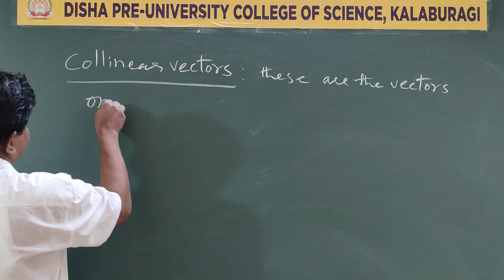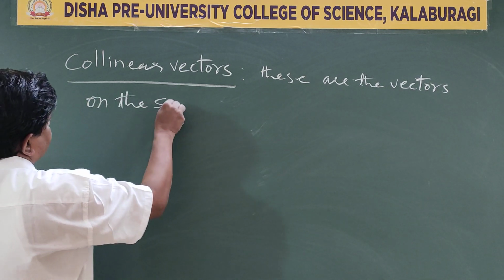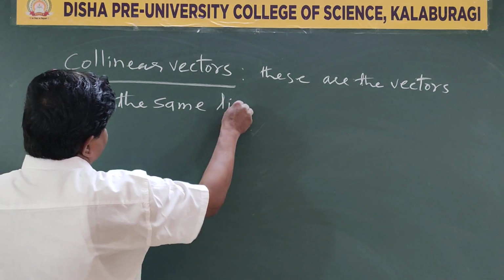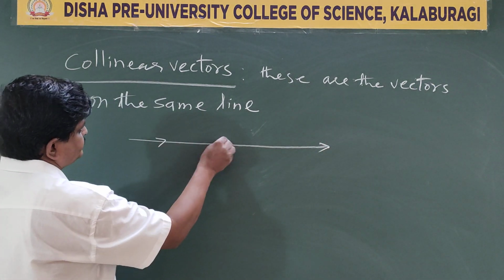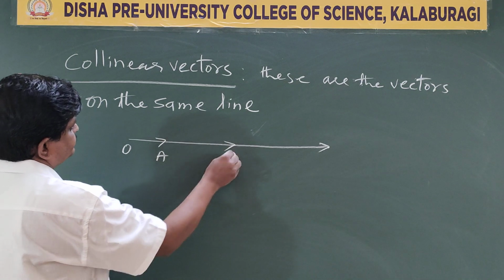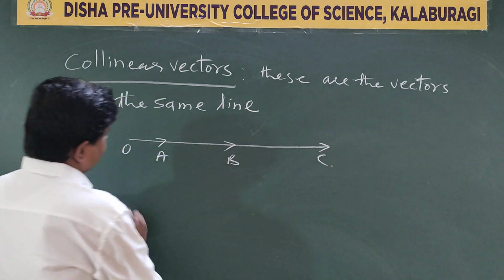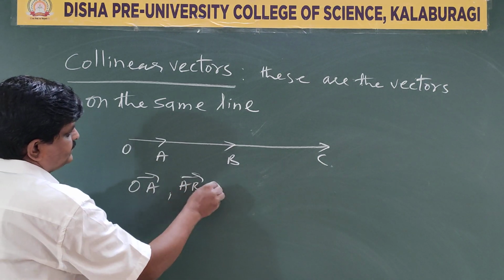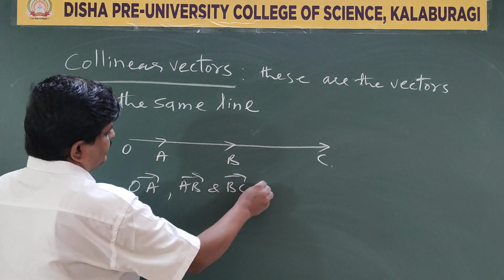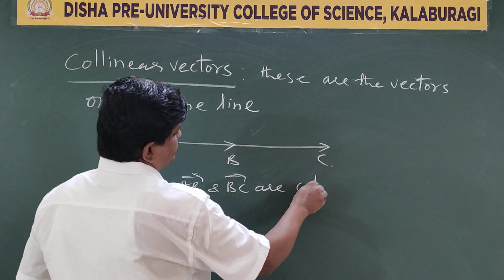Means these are the vectors on the same line, like this. Here OM, AB and BC are collinear.